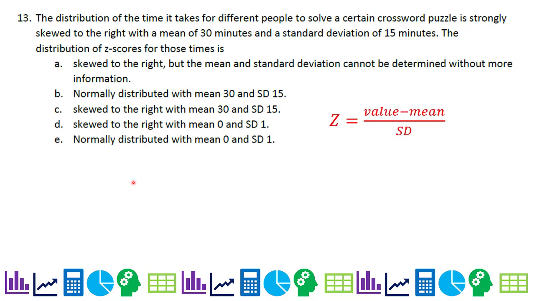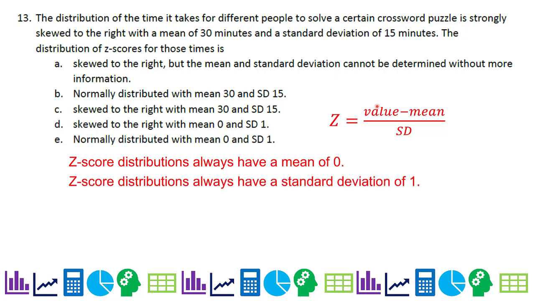Well, first of all, if we're talking about z-scores, let's say I put in the mean for the mean. The z-score for the mean is always 0, right? So z-score distributions always have a mean of 0, and they also always have a standard deviation of 1. So that means it's either D or E.